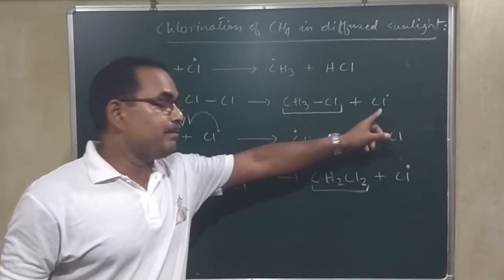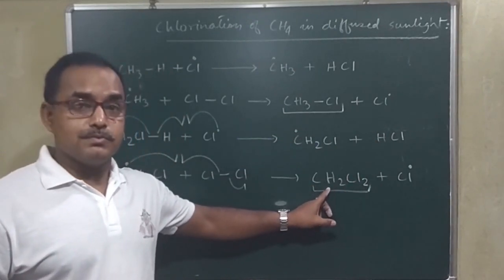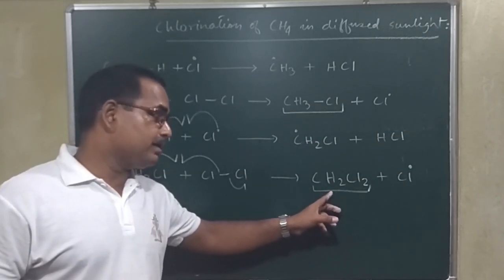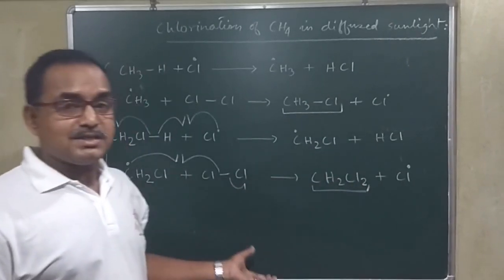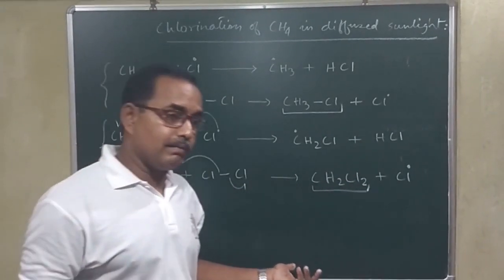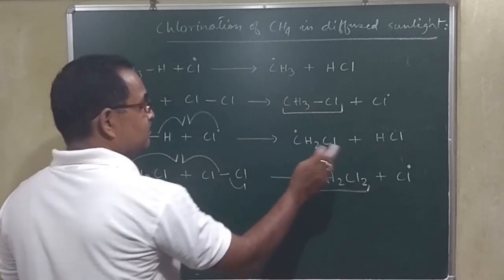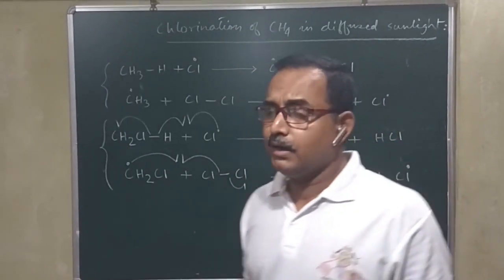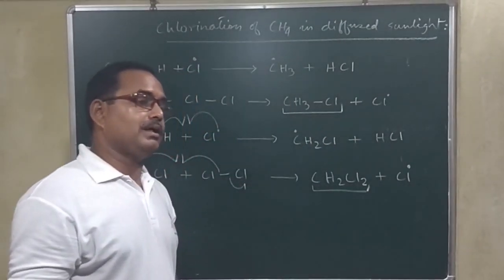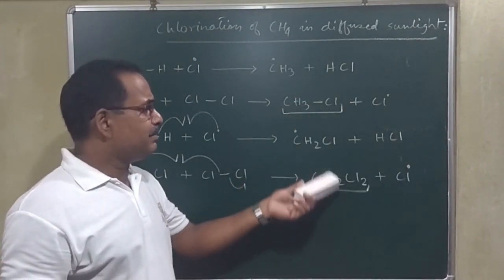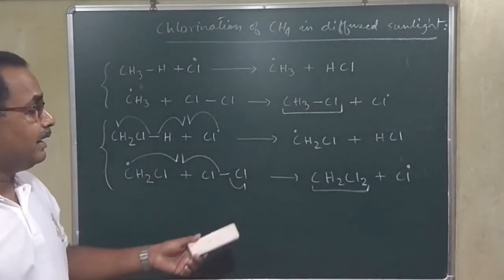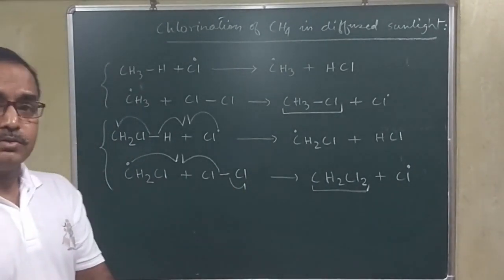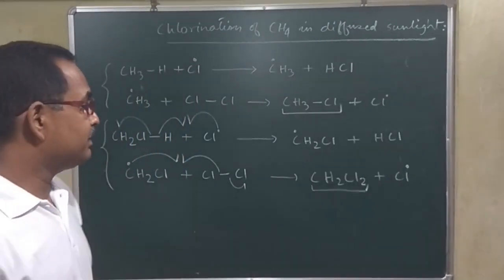Similarly, chlorine free radical may affect dichloromethane also. Then this will lead to formation of chloroform, trichloromethane. Again, if chlorine free radical attacks trichloromethane, it will lead to formation of carbon tetrachloride. So all these different types of halogen derivatives will be produced here. We cannot limit the reaction to getting only one type of product. The reaction will yield different types of chlorine derivatives: chloromethane, dichloromethane, trichloromethane, tetrachloromethane, etc.